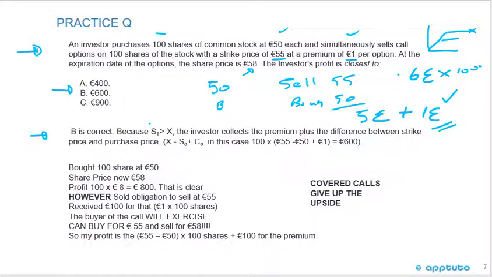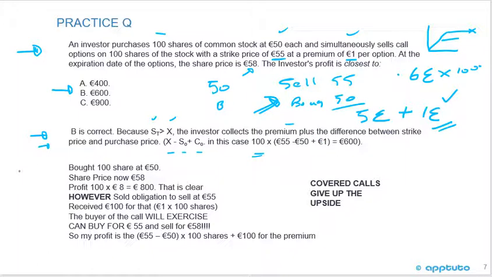Because the price at expiration is greater than the exercise price, the investor collects the premium plus the difference between the strike price and the purchase price. So that's the exercise price minus the purchase price plus the premium. And don't forget it's on 100 shares. So 100 shares times 55 minus 50 plus the 1. That's the little calculation that we did up here.